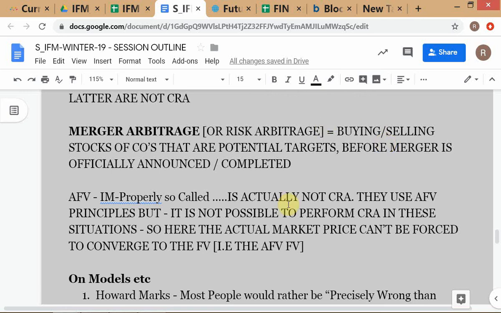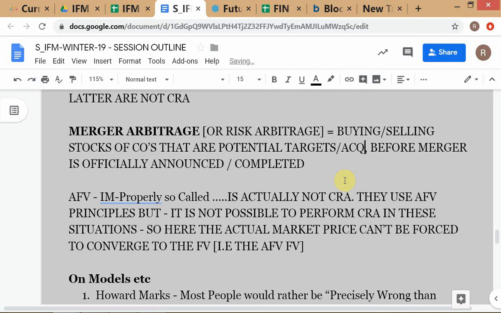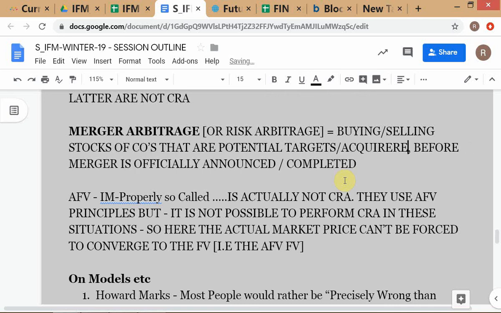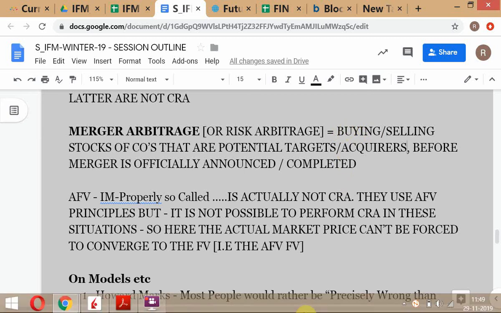So these guys are buying. Now what will happen? What is the merger arb desk going to do? They are going to sell the shares of LVMH and they will buy the shares of Tiffany's. Let me just refine the definition a little bit: buying, selling stocks of companies that are potential targets or acquirers. Everybody understands what I mean by writing it this way? So you buy the stock of the target. You understand M&A logic?